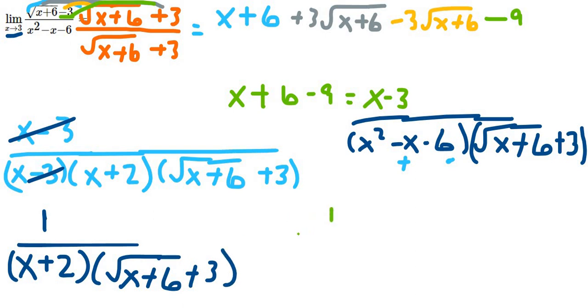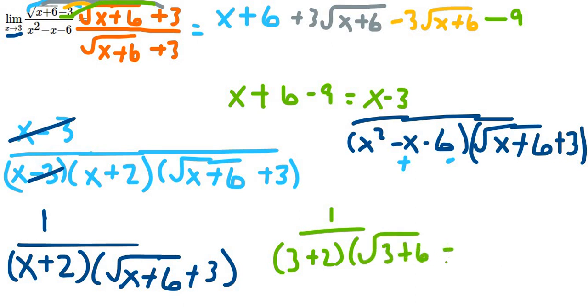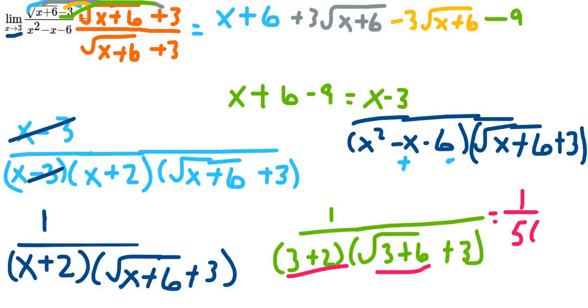So by putting 3 in here, we're going to have 1 over 3 plus 2 in parentheses times the square root of 3 plus 6 plus 3. So we have to be careful with just how we simplify this, because it's going to be easy to make a computational mistake. So 3 plus 2 is 5. And the square root of 3 plus 6, that part is going to be 9, so the square root of 9 is going to be 3 there. And then 3 plus 3 is 6. So we're going to have, on the denominator, 5 times 6. And that's going to end up being 1 over 30 as our answer.